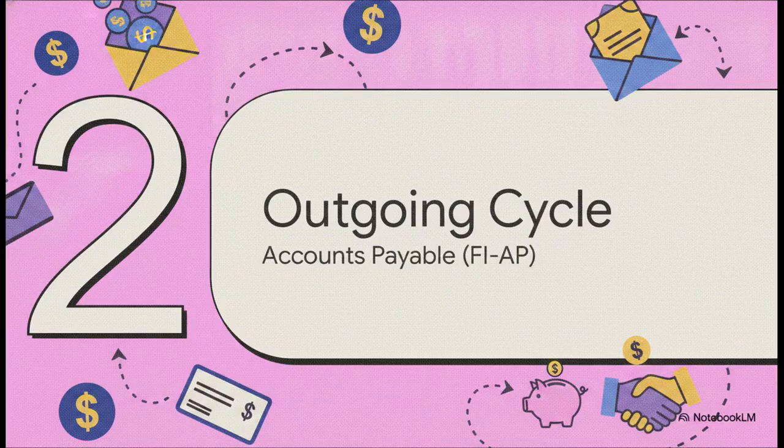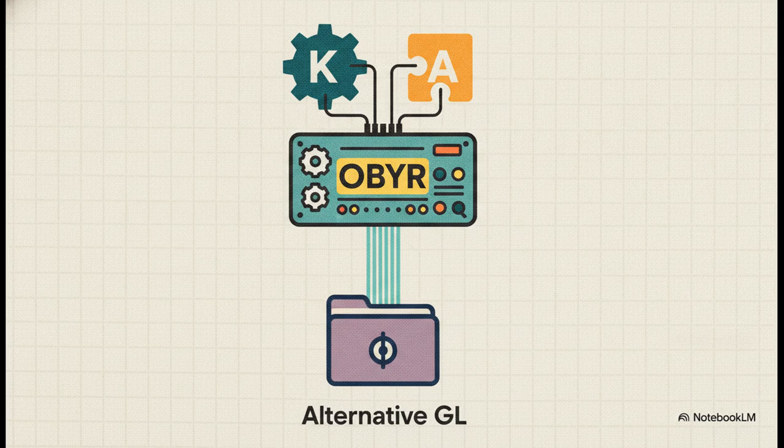Moving right along to section 2, the outgoing down payment cycle. Let's actually look at the workflow when we're sending money out the door to a vendor. Now, before any end user can even think about posting a down payment, a consultant has to set up the plumbing. And that brings us to a massively important configuration checkpoint, T-code OBYR. This is where the magic mapping happens.